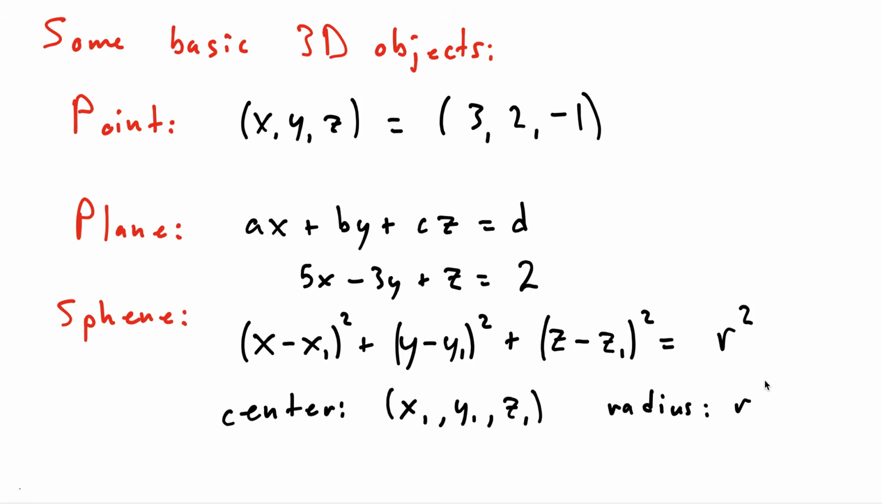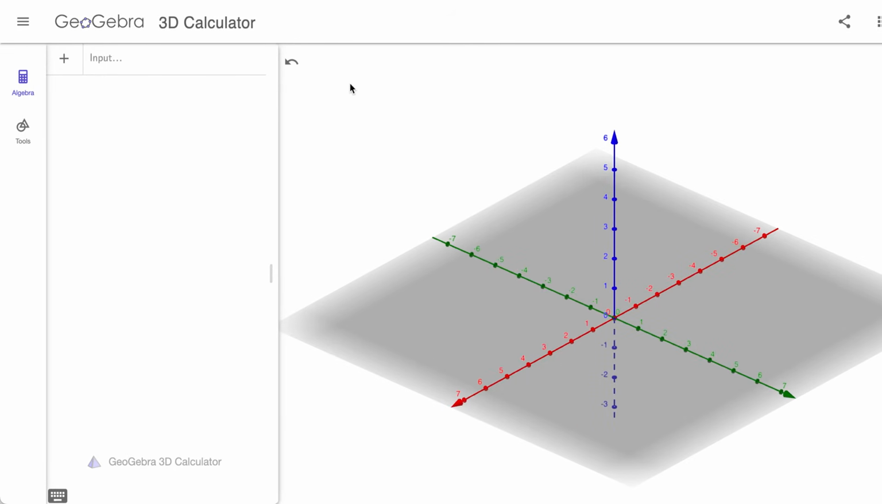It's difficult to sketch these sorts of objects on a flat piece of paper, so let's envision this in a three-dimensional graphing system. We will use GeoGebra. If you go to geogebra.org/3D, you can find a free online three-dimensional graphing system. Here's what it looks like. We have the x-axis, the y-axis, and the z-axis given by the right-hand rule.